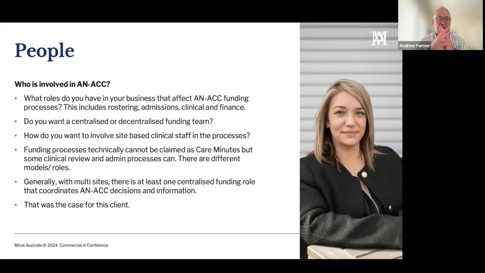We need to understand who is involved in AN-ACC. So ACFI was a model that would run in silos. You could have one funding team working with the clinicians to identify potential uplifts, and then you had the rostering team setting rosters based on quality and based on managing cost. And then you had the admissions team trying to drive occupancy, and those three teams would rarely need to talk to each other. What ended up happening is that you would implement all of those individual strategies, and how you did would all come out in the wash in the finance results in the P&L six weeks later.